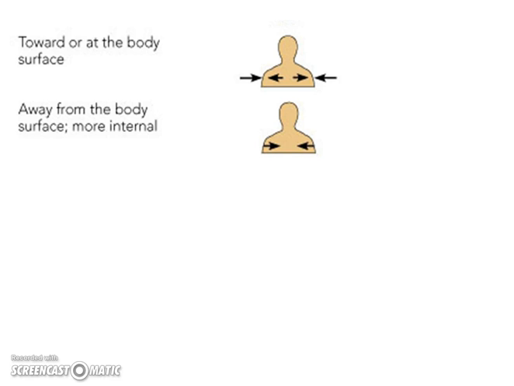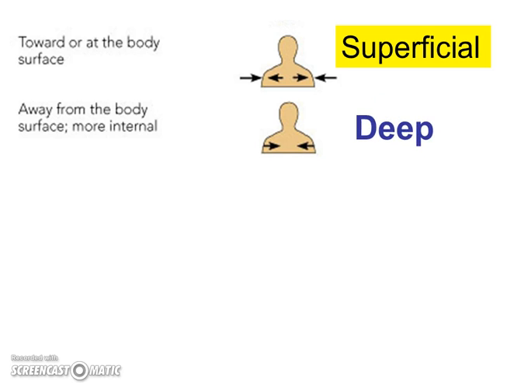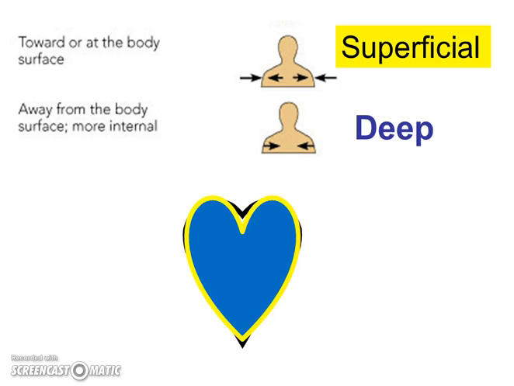Let's move to two more opposites, superficial and deep. If a structure is closer to the body surface, we say it's superficial. If it's further from the body surface, we say it's deep. Looking at this picture of the heart, what I have colored yellow would be superficial, it's closer to the surface, and what I have blue is deep.